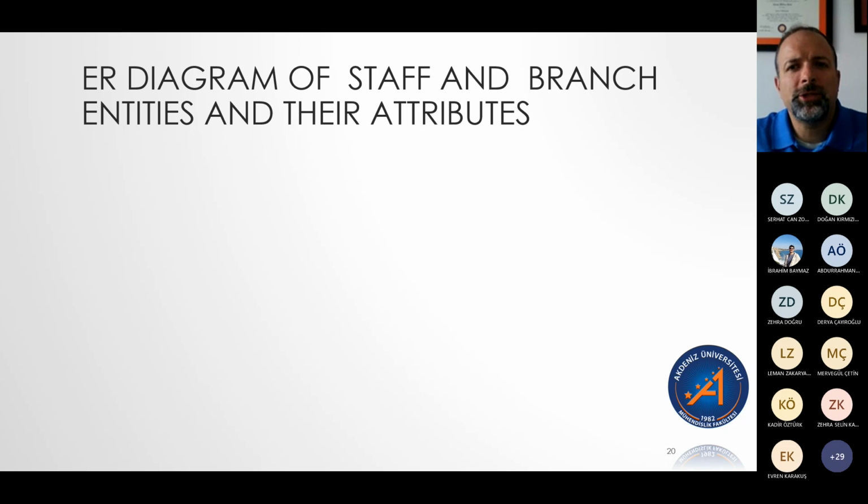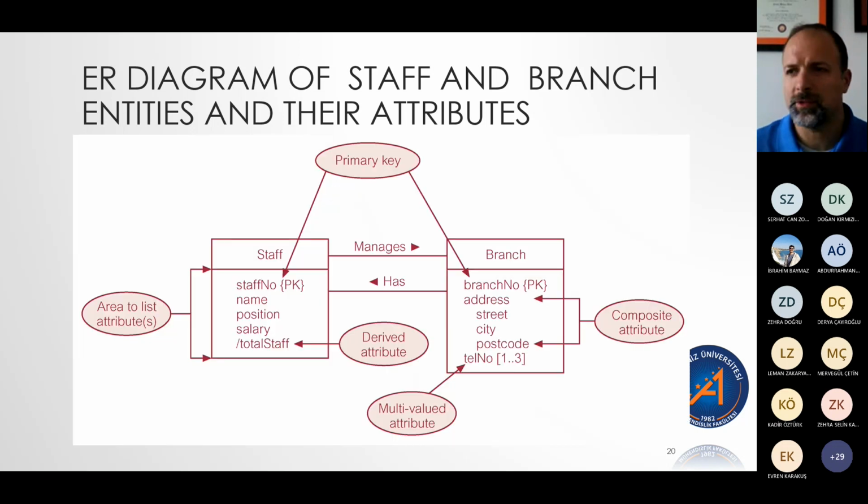So let's see how we would show these attributes in an ER diagram, an ER model. We talked about these attributes in the previous hour, right? The way that we could note that an attribute is a primary key would be through this little curly brace PK notation.